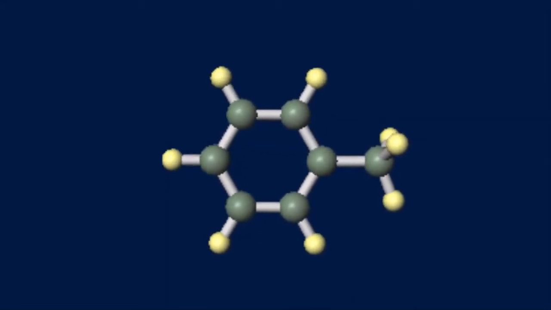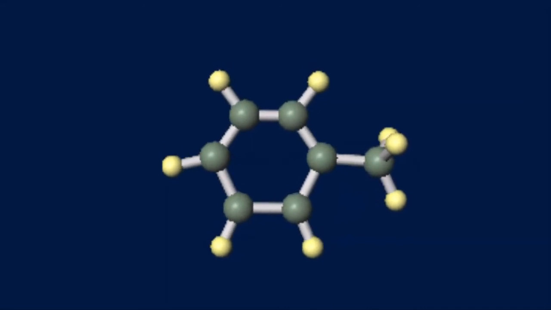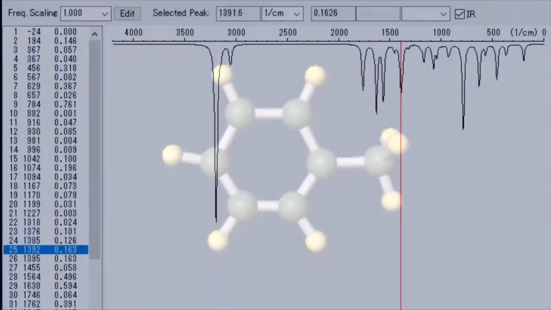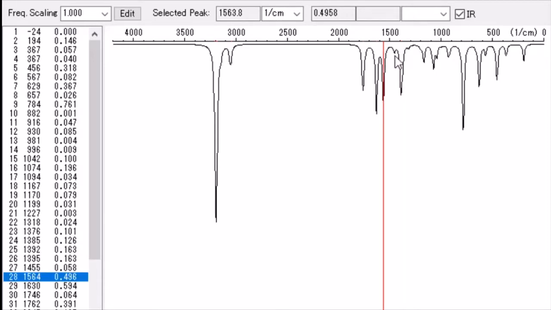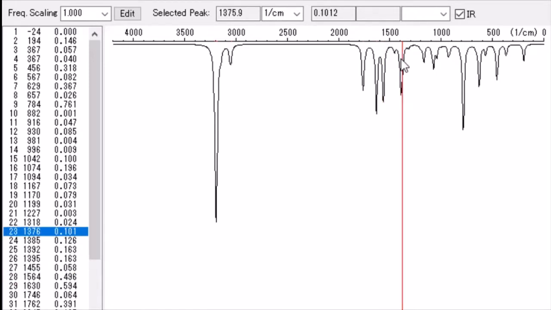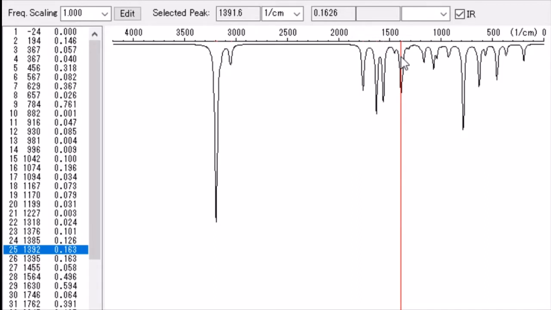Let us see all those. These are all fingerprint region. All of them are fundamental modes of vibration. We shall see one by one. Let us see this peak. Earlier we saw this peak. Now we shall see this peak. Right, how does it look like, which vibration in the molecule corresponds to this peak?